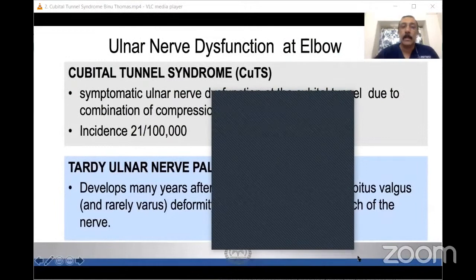Both of these are ulnar nerve dysfunction at the level of the elbow, with cubital tunnel syndrome due to a combination of compression, traction, and friction, while tardy ulnar nerve palsy develops many years after a trauma to the elbow with cubitus valgus deformity, resulting from a chronic stretch of the nerve. These are not uncommon conditions in our outpatient.